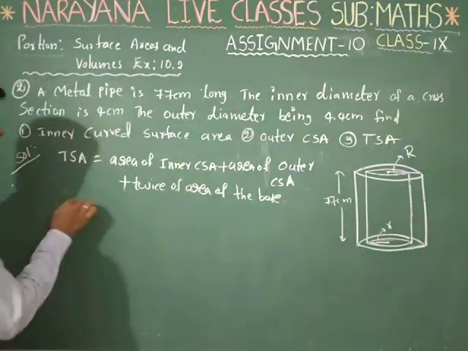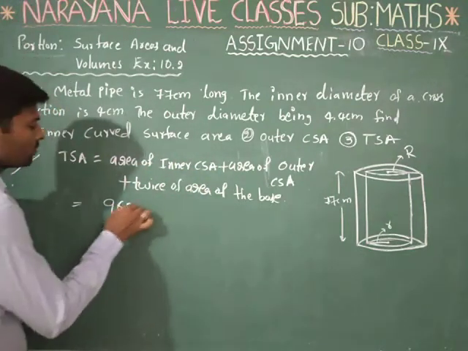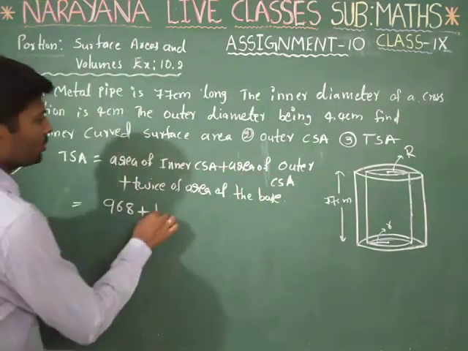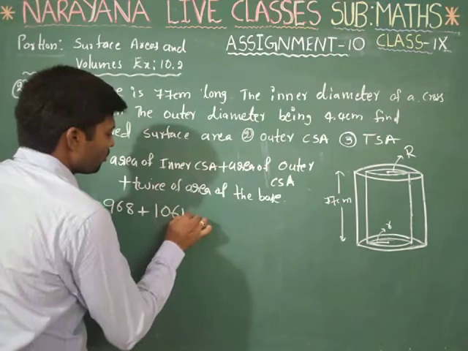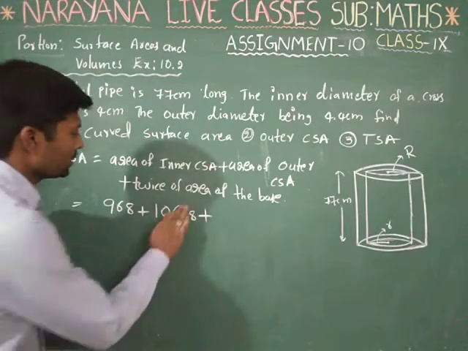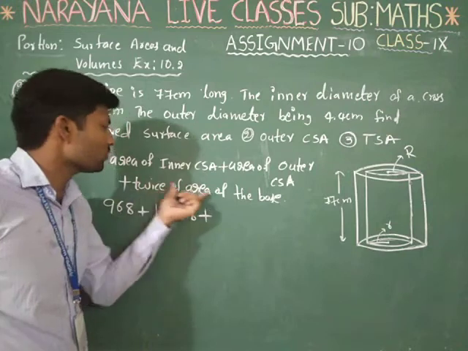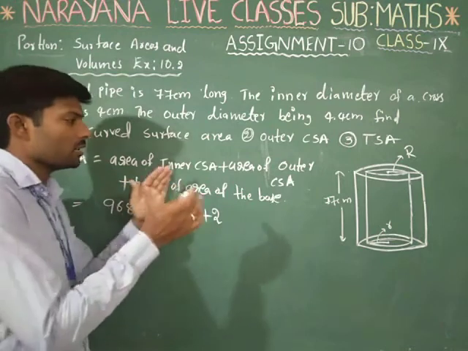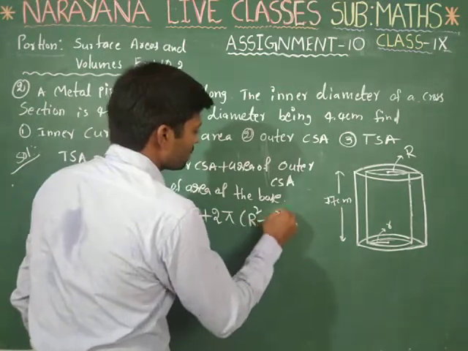Let's take the area of the inner curved surface area, which we obtained as 968 square centimeters. Now the area of the outer curved surface area is about 1000, that is 1063.8 square centimeters, plus twice the area of the base, that is 2 into the area of the base. The area of the base is a circle, pi r square, but here it will become pi into capital R square minus small r square.